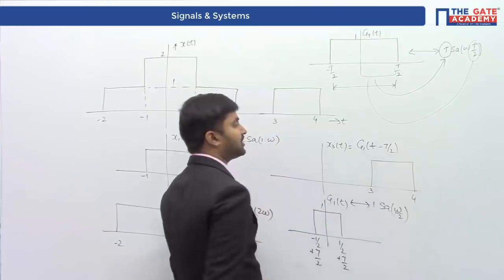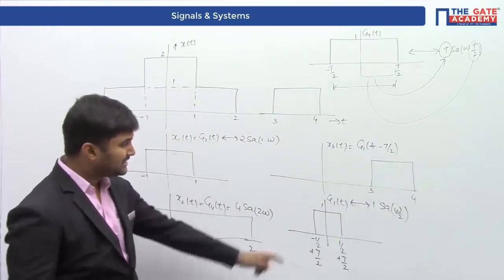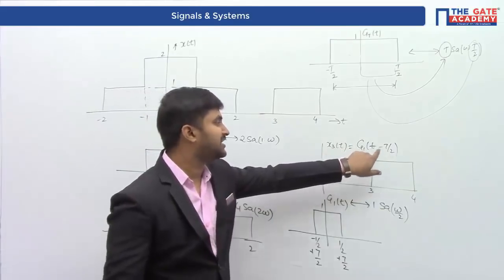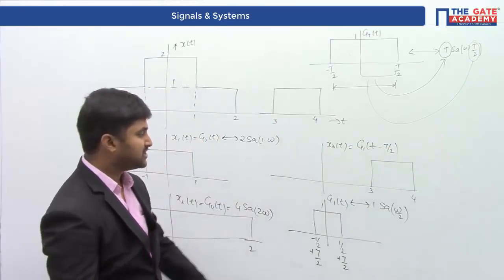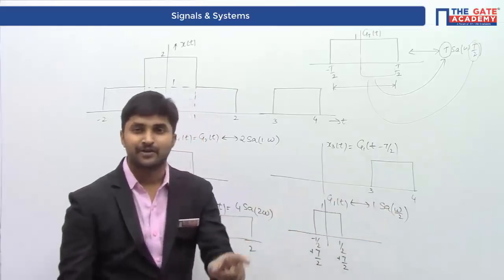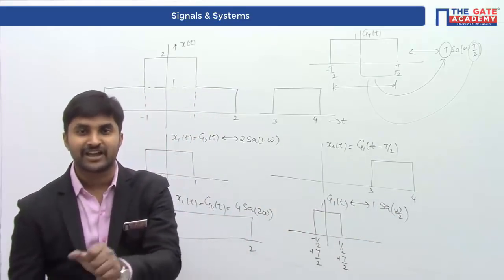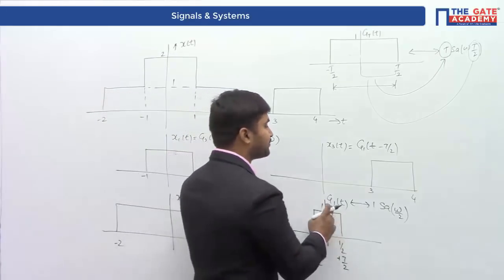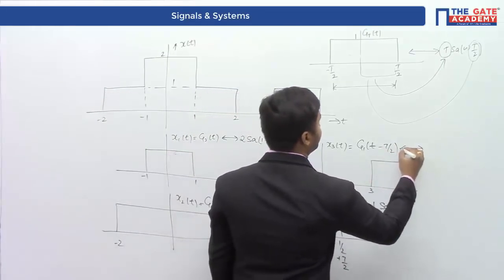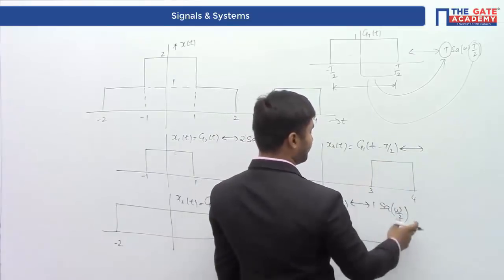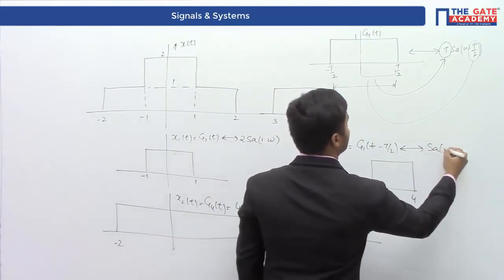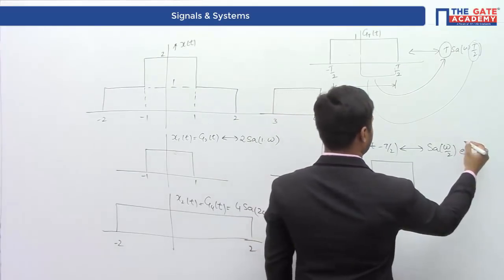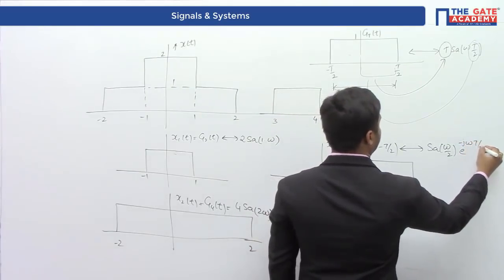G1 of t minus 7 by 2 is nothing but x3 of t. So x3 of t is equal to g1 of (t minus 7 by 2). We already know the Fourier transform of g1 of t. Now we use the time shifting property, again a very important property in the GATE examination. The time shifting property says that this function will have the Fourier transform Sa of omega by 2 into e power minus j omega 7 by 2.